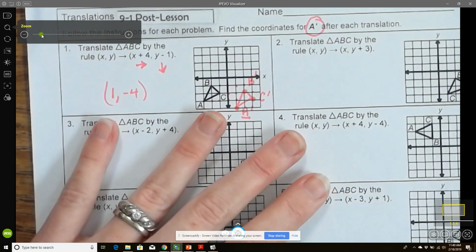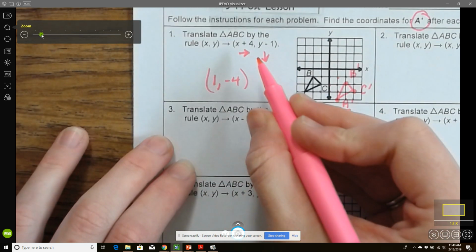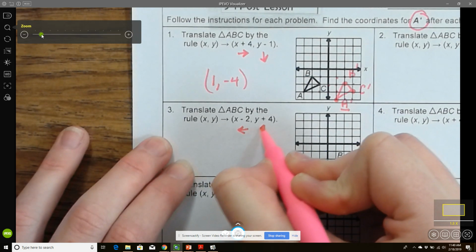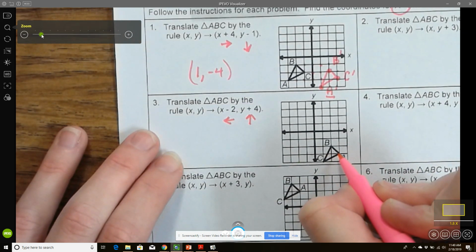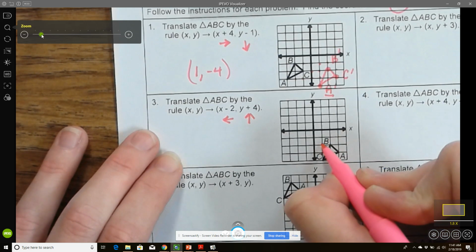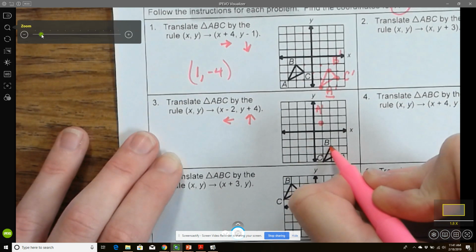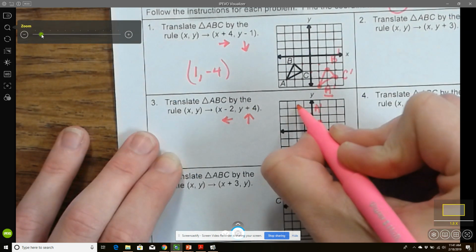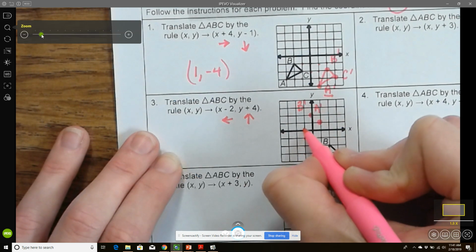All right, so number 2, let's look for a better one. Let's do number 5 or number 3. 3 is a good one. All right, so this time we're subtracting from the X, so that's moving left, and then we're adding to the Y, so that's moving up. So each point I need to go to the left 2 and up 4. So I'm going to take A and go 1, 2 to the left, 1, 2, 3, 4 up. So that's A prime. B, 1, 2, 1, 2, 3, 4. So that's B prime. And then here's C. So 1, 2, 1, 2, 3, 4.